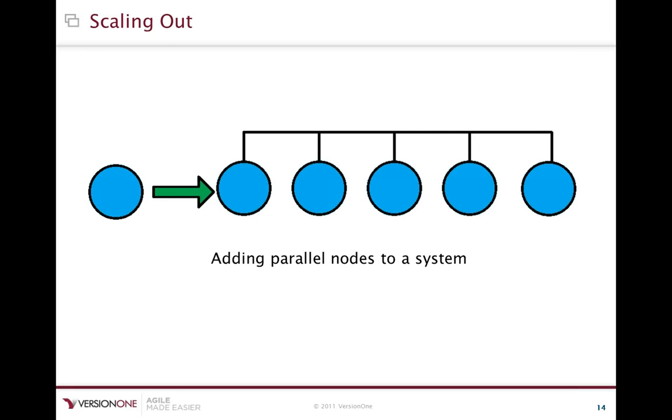Scaling out is adding parallel nodes to a system. So the example there is I might want to have 4 or 5 machines that are working in parallel and load balancing between them. So when we have these server farms doing that sort of thing, that's when we're scaling out.